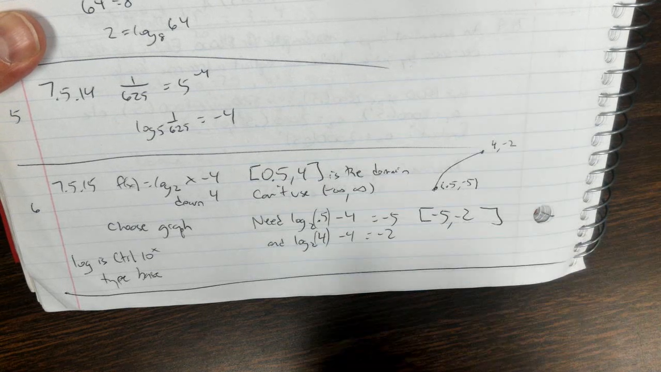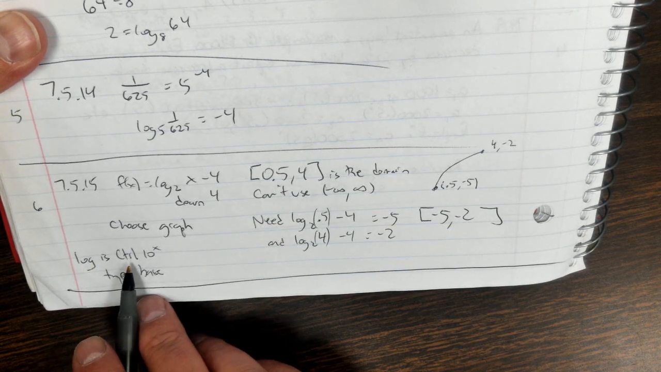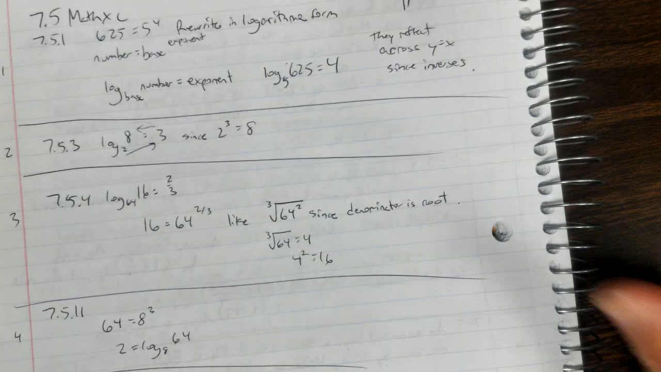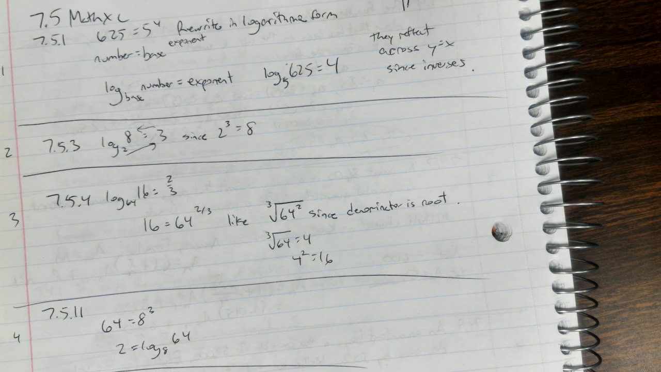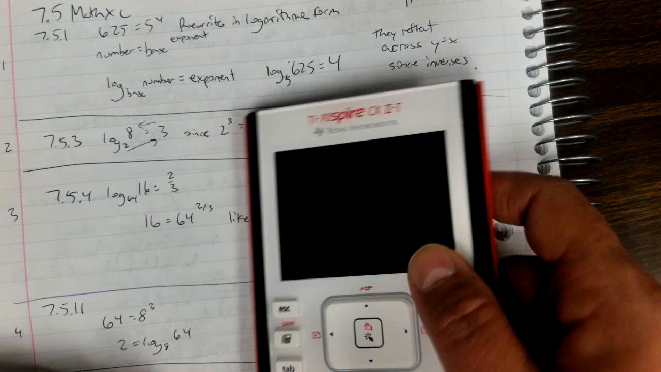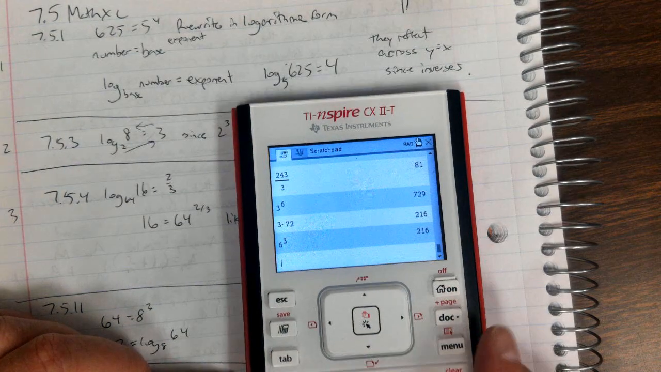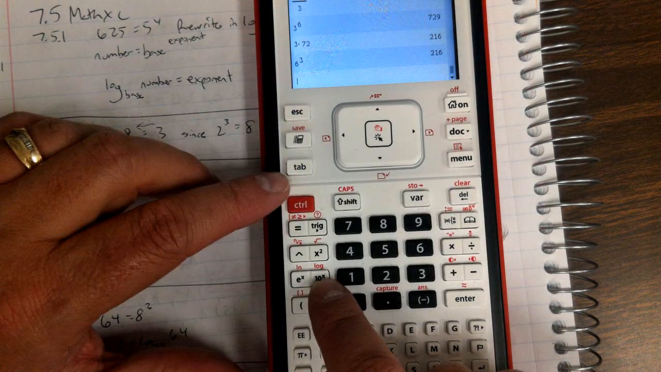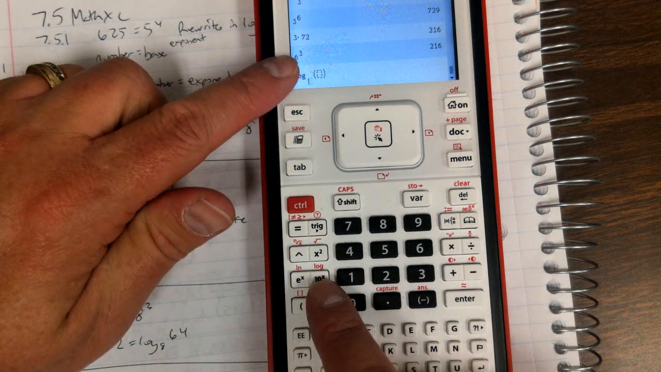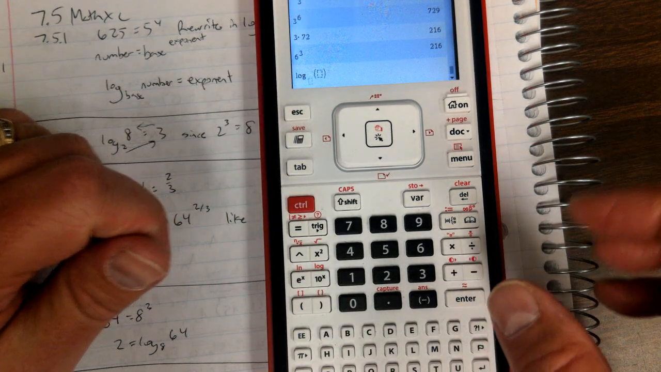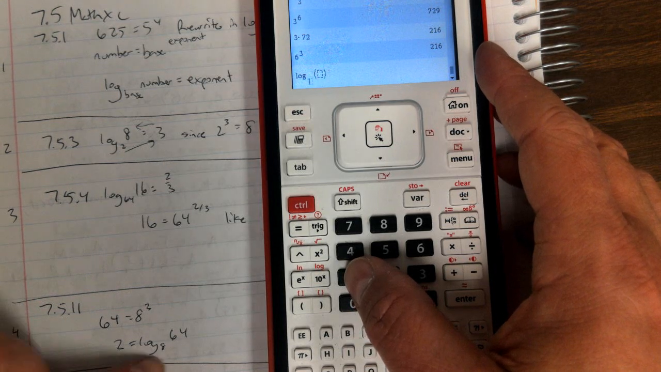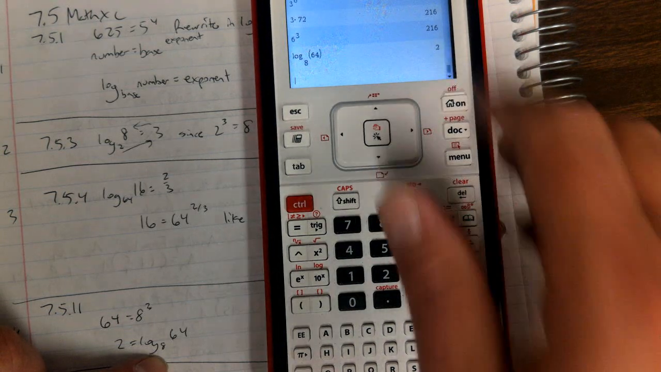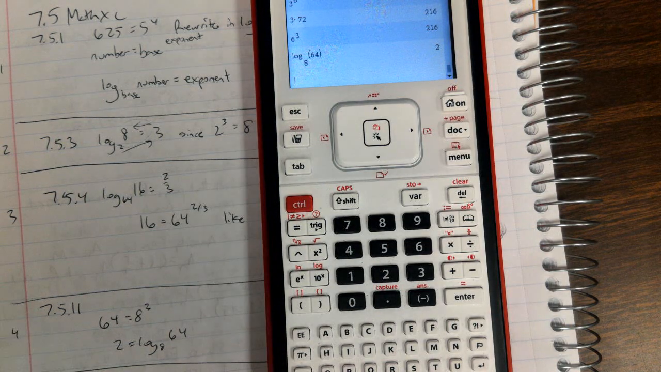Now remember on your calculator, the log is control 10 to the x, and you type your base. So like if you're on the calculator, there's the 10 to the x next to the 1. So you do control 10 to the x, and that's where you type in your log base, like base 8 of 64 is 2. So that's how you can do it.